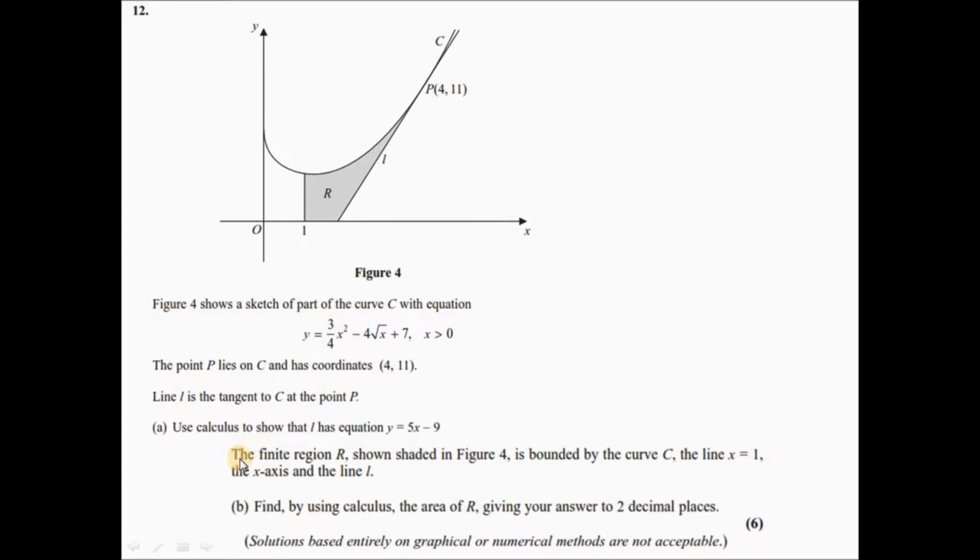Next part, the finite region R, shown shaded in figure 4, is bounded by the curve C, the line x equals 1, the x-axis, and the line L. Find by using calculus the area of R, giving your answer to 2 decimal places. So that means you need to figure out this shaded area, this region.